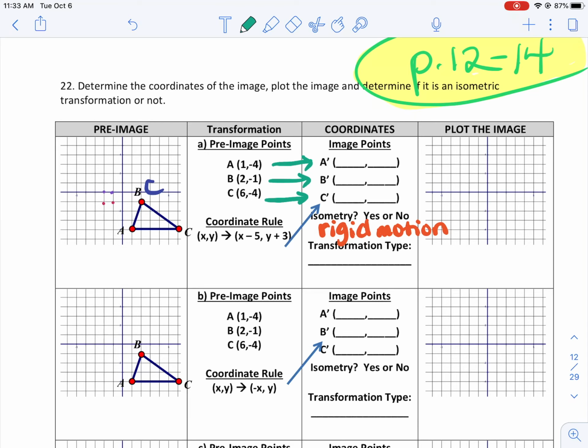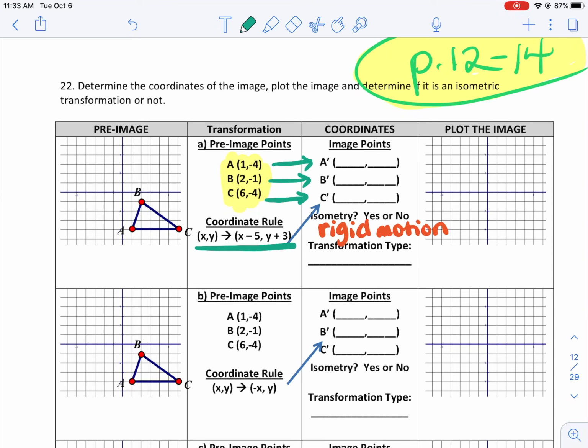So we're going to start. All the questions today are going to look like this. Here are our pre-image points. What we're going to do is use this coordinate rule. The coordinate rule tells us how to move. We're going to take away 5 from the x and add 3 to the y.